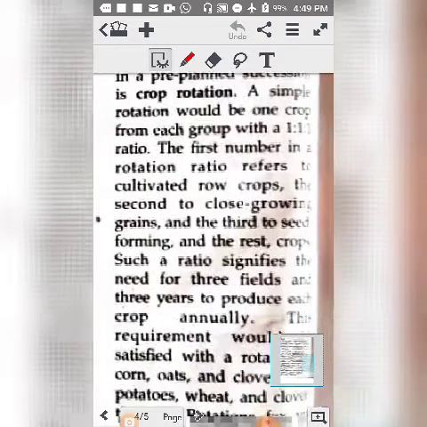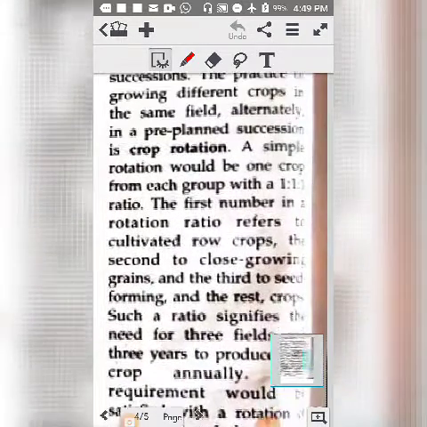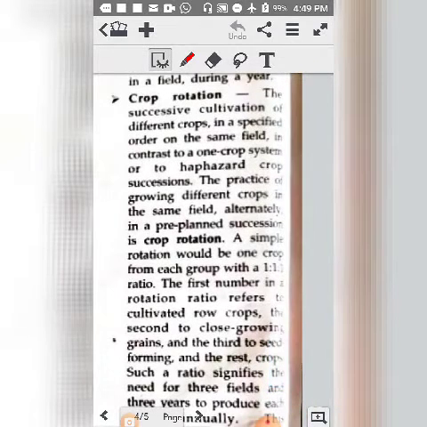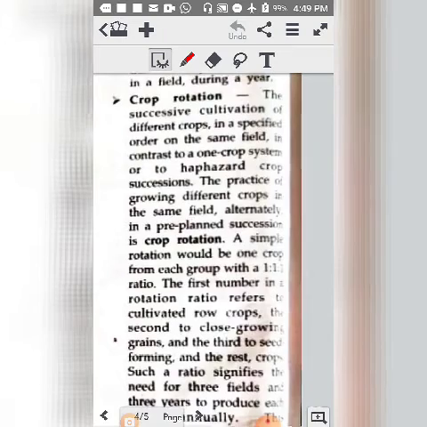How is this different from science? In science, crop rotation was described as to how it is done. Here the only difference is that it is described in ratio form. A rotation will be of one crop from each group with a 1:1 ratio.